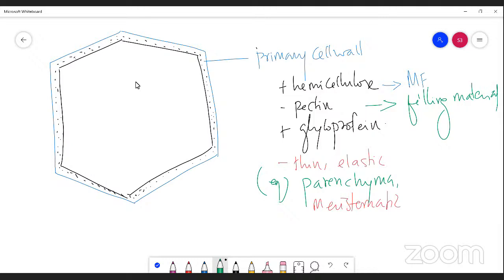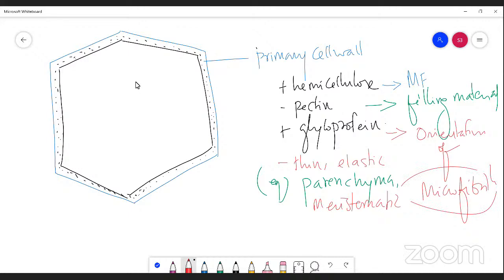Which serves as a filling material of the matrix of the cell. Talking about the glycoprotein, the glycoprotein also controls the orientation of microfibrils. So that is the nature of a glycoprotein.